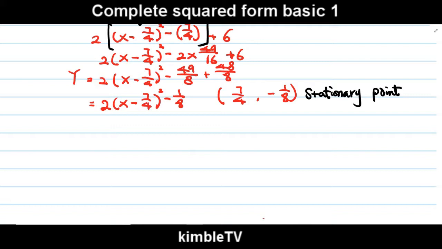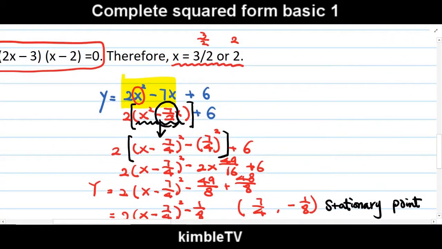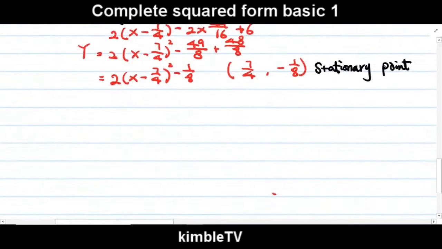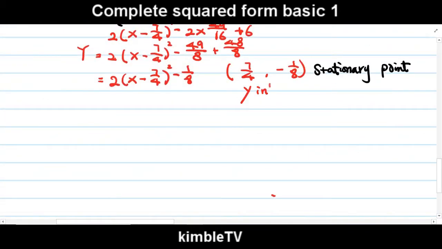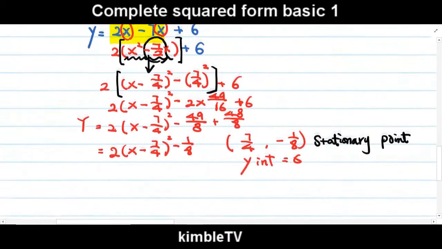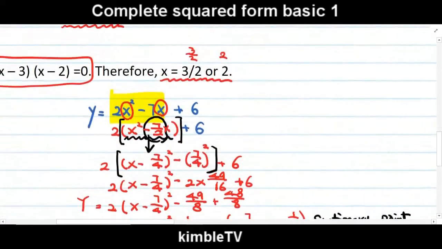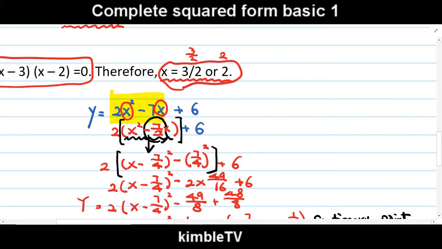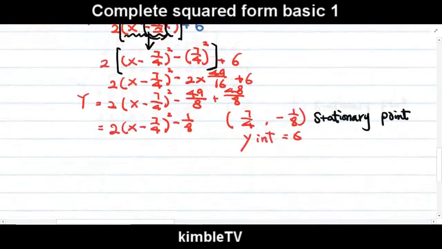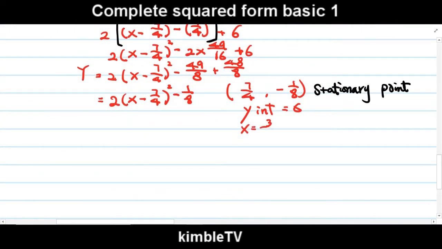And I have to find the y-intercept by letting x be 0. This one is 0, therefore y equals 6. The y-intercept is 6. And then the x roots: those are the x roots, x equals 3 on 2 or 2.